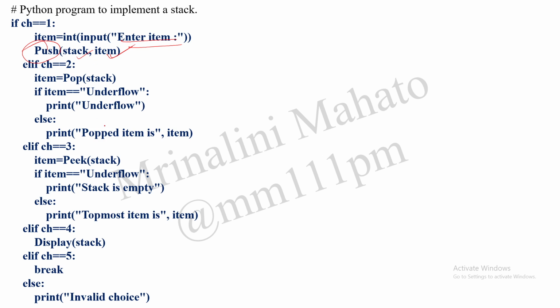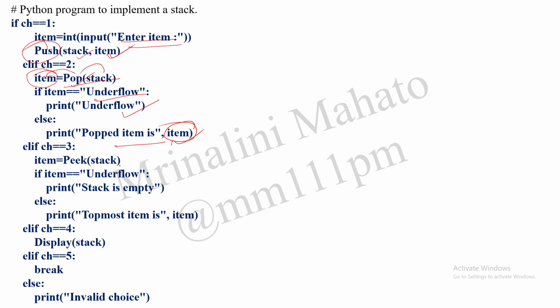Now choice equal to 2. In choice 2, we call the pop function, pop stack, from the stack, and this pop function's result I have stored in the item variable. If item equal to underflow, print underflow; otherwise print the popped item, the value. Display this value: popped item is supposed to act like this.